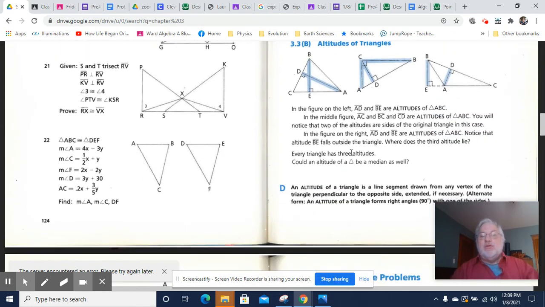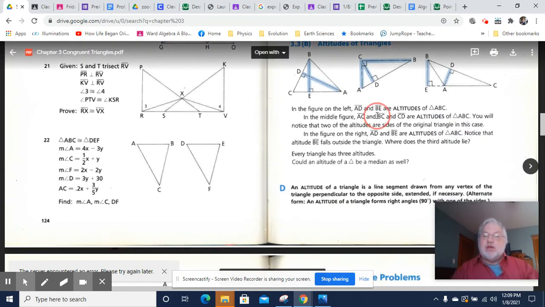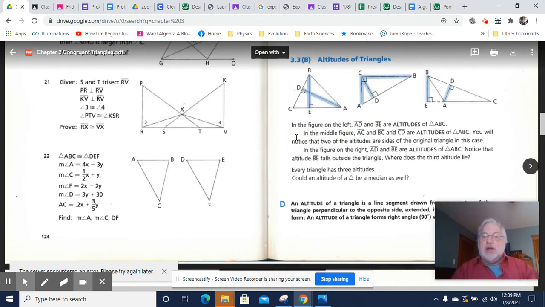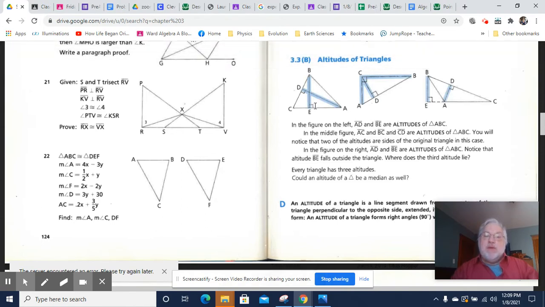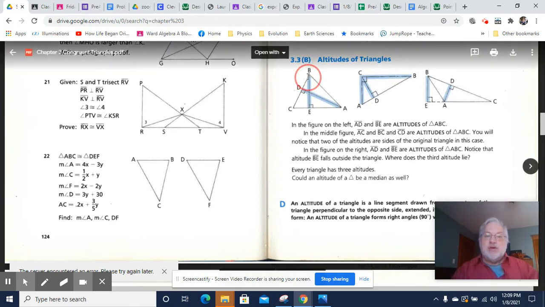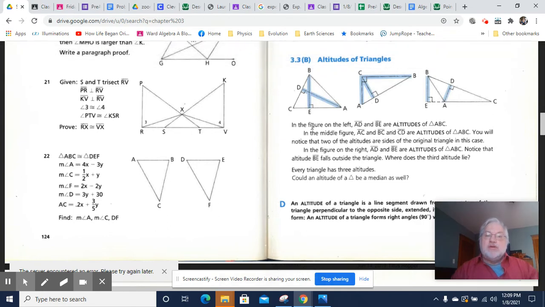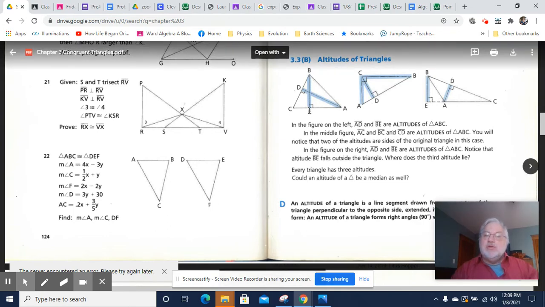Altitudes of a triangle are something you've worked with when you found the area of a triangle. An altitude basically goes from a vertex to the other side, but is perpendicular, not necessarily a bisector, but definitely perpendicular to the other side. So it is a segment that goes from a vertex to the other side.